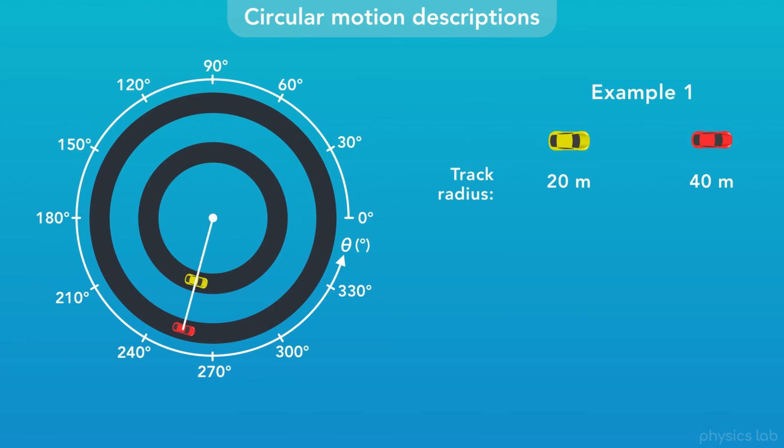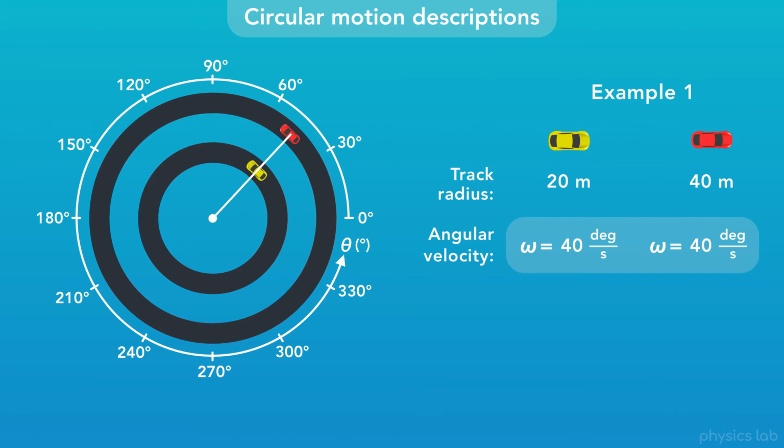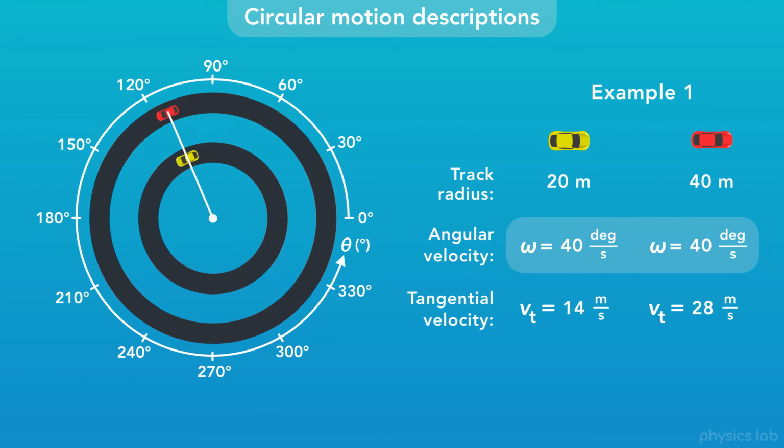If we use a line to follow the motion of the cars, we can see that both cars have the same angular motion. They both sweep out the same angle in the same amount of time, so they have the same angular velocity. We could also say they both travel a full revolution, 360 degrees, in the same time. However, the cars have different tangential velocities, so the drivers in each car are seeing different speeds on their dashboard.